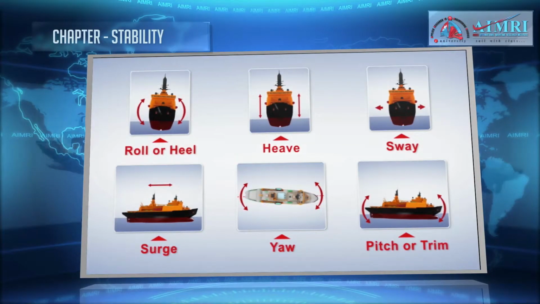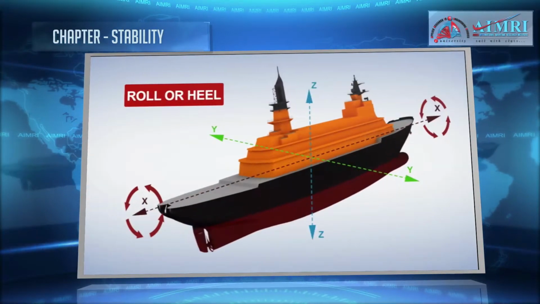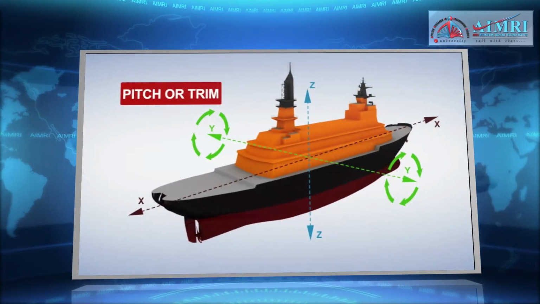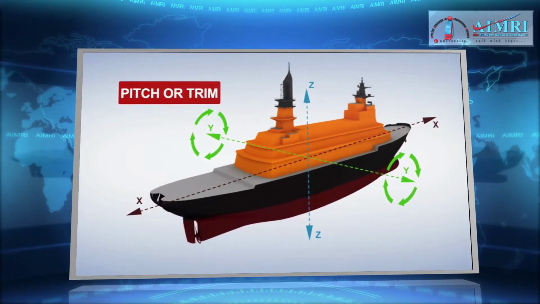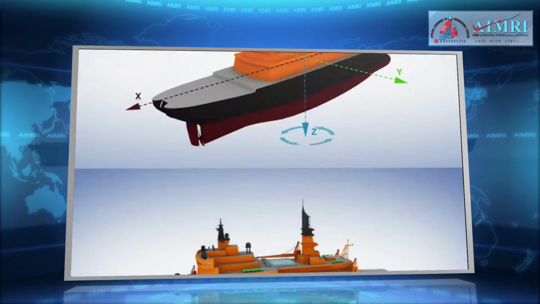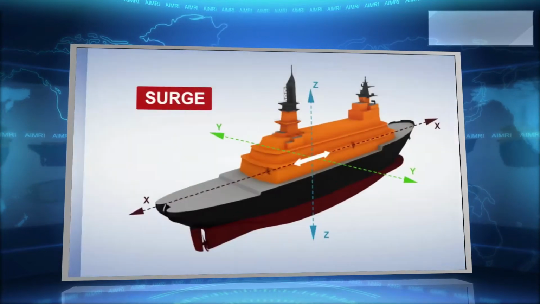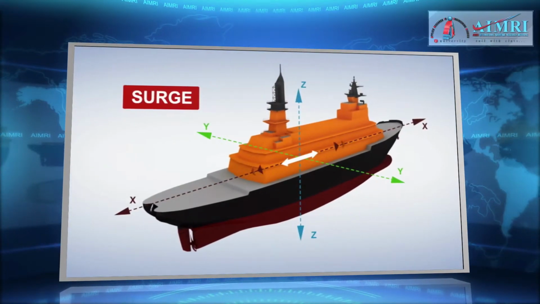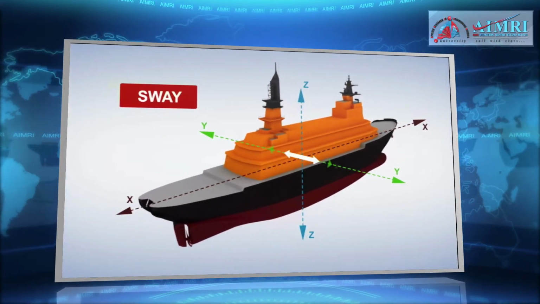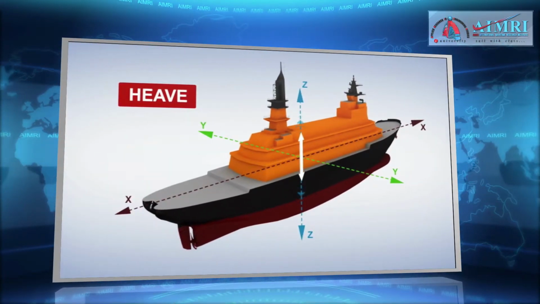The rotational motions of ships are: roll is the rotation about the longitudinal axis. Pitch is the rotation about the transverse axis. Yaw is the rotation about the vertical axis. The linear motions are: surge is a motion along the longitudinal axis. Sway is a motion along the transverse axis. Heave is a motion along the vertical axis.